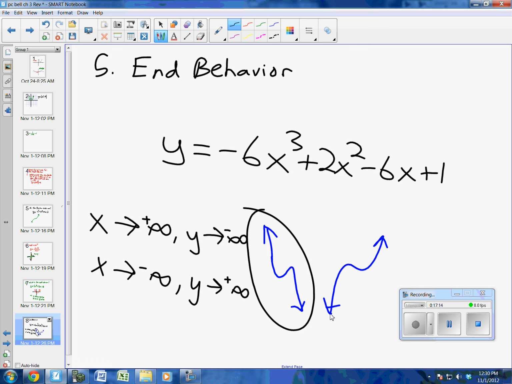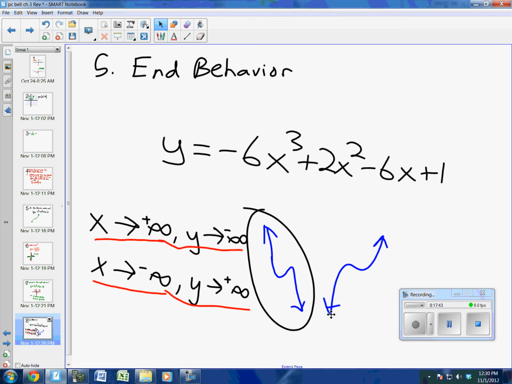So the first one up here, you guys, as x approaches positive infinity means as x goes to the right, y approaches negative infinity. That means the y value is going down. And the next part, as x approaches negative infinity, that means to the left, y approaches positive infinity. That means it's going up. Got it? All right, I'm just going to talk about one for just a second.